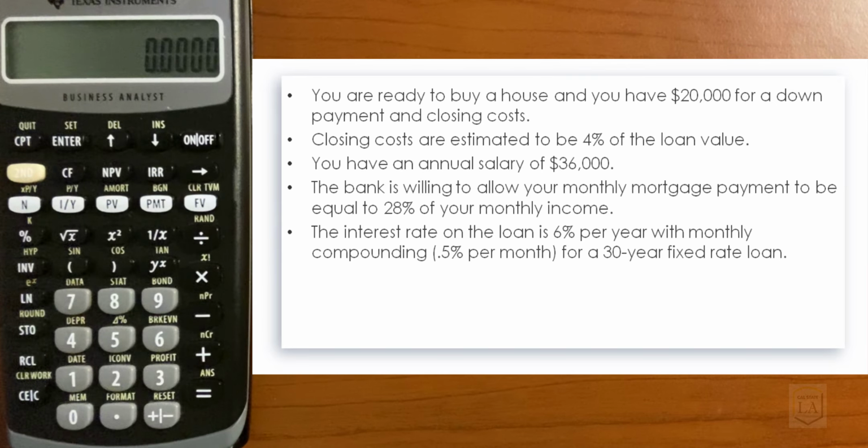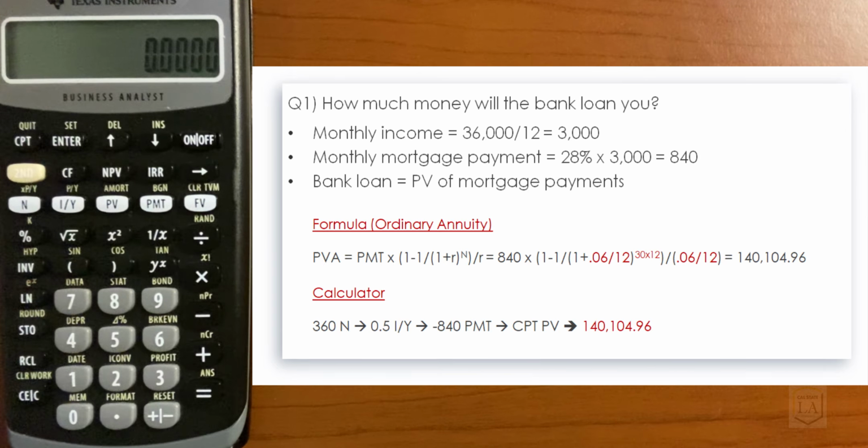And the interest rate on the loan is 6% per year with monthly compounding. What that means is every month, the interest rate being applied will be 0.5%. And as usual, this is a 30-year fixed rate loan. So this is the background information for you. First question asks, how much money will the bank loan you? So what will be your bank loan amount?